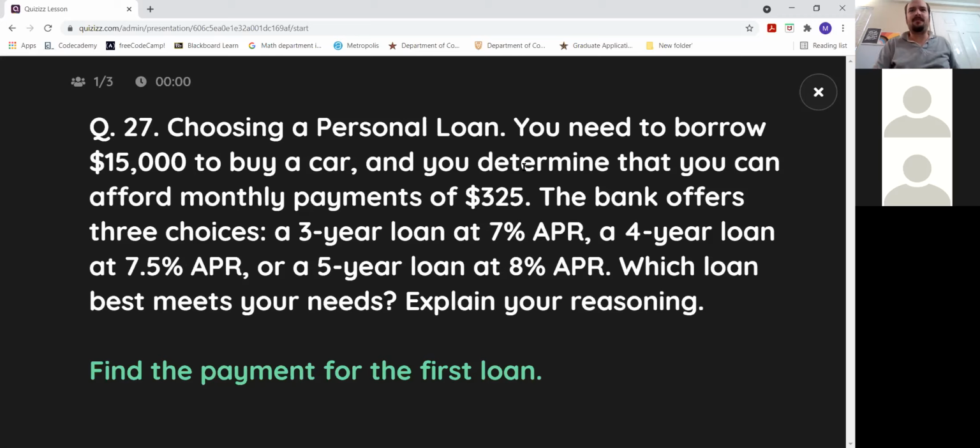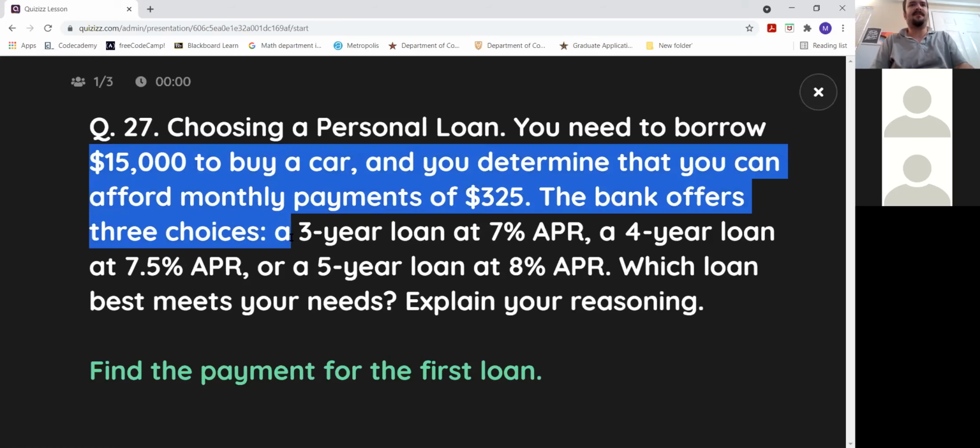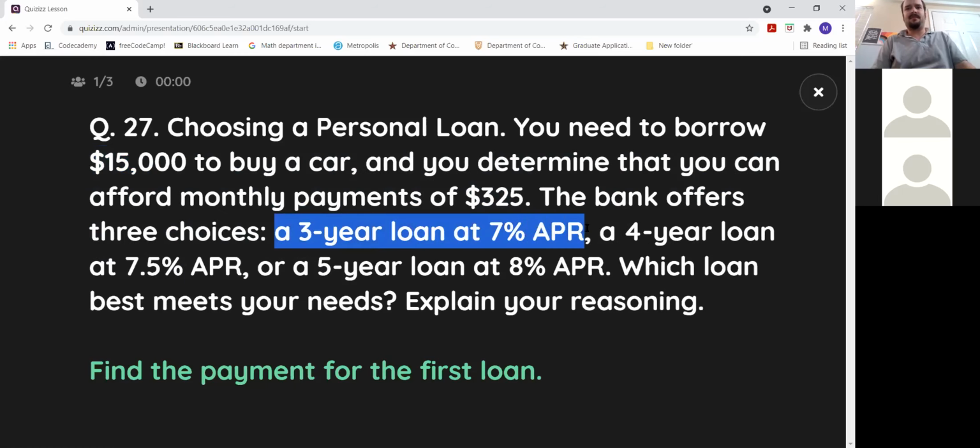All right, so we're just doing this first one. I know there's 2 other loans here, but I'm just ignoring all this other information for now. I'm just looking at this 15K. The 325 isn't relevant until I find out more information. So I think I'm looking at 15K and a 3-year loan at 7%.